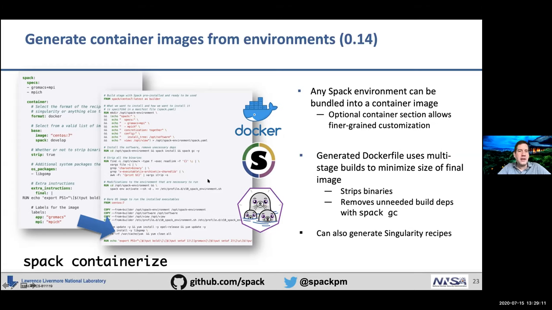We can generate Singularity recipes too. They don't do the multi-stage stuff because at the time we wrote this, Singularity didn't support multi-stage builds. I forget if they do now, but hopefully this is still pretty useful to people. And you can run your Docker images in Singularity anyway. So you can still use Docker to build and Singularity to run if you want the small images.